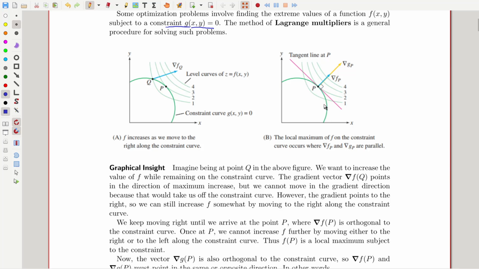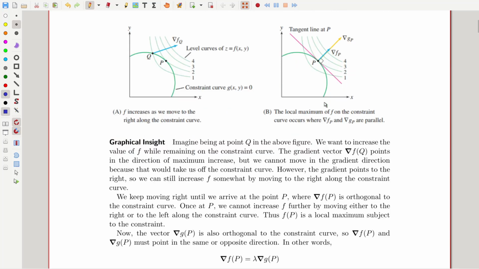The constraint curve. So it'll be perpendicular to the constraint curve, meaning that if we were to try moving in the direction of the gradient, it would completely leave the curve, and we have no ability to adjust left or right and have it increase anymore. So you can see that we hit a maximum for the function f if we are to satisfy the constraint g.